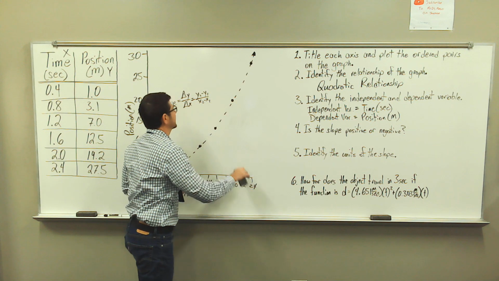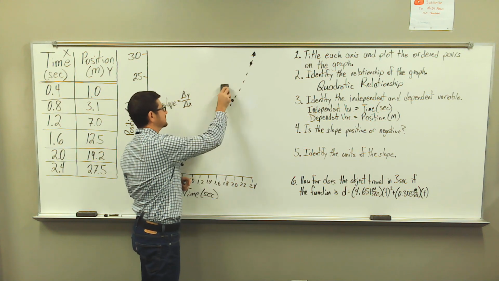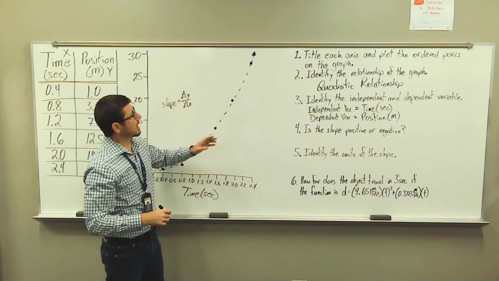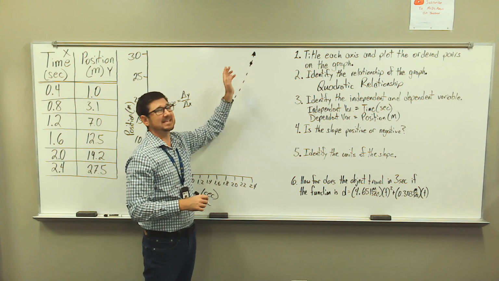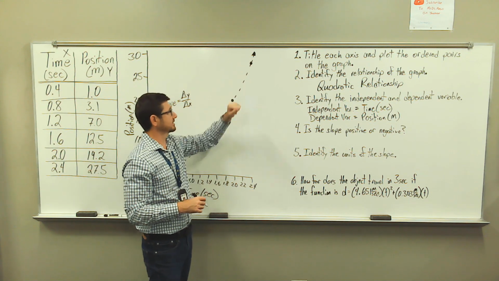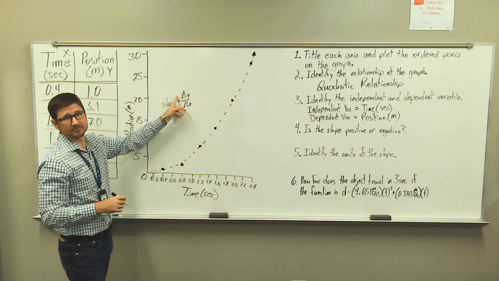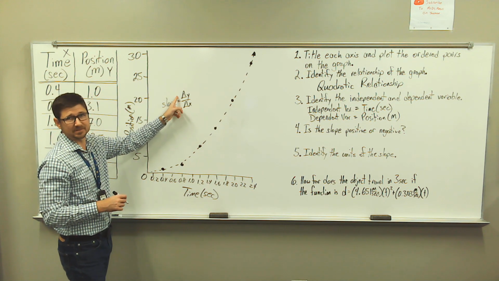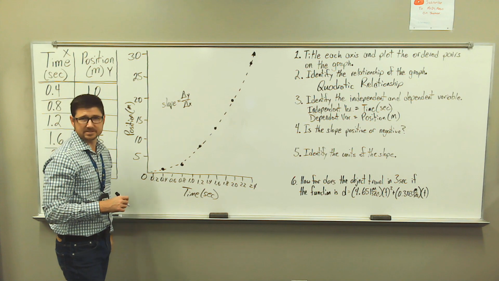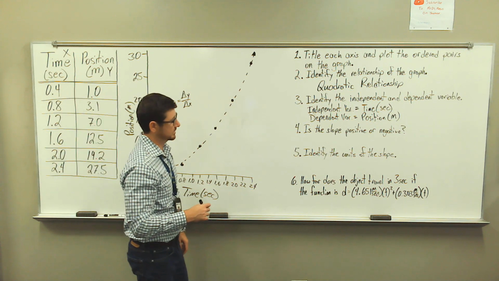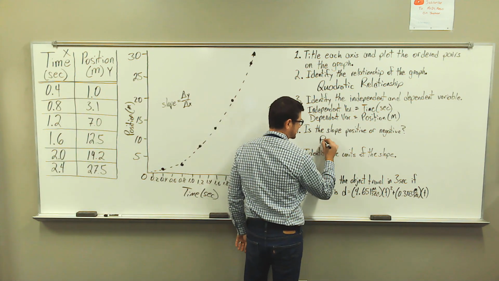And so let me go ahead and erase this here. So our y value is continually increasing, okay? So our values are increasing. That's going to give us a positive value in the numerator. So that means that our slope is positive. So we have a positive slope.